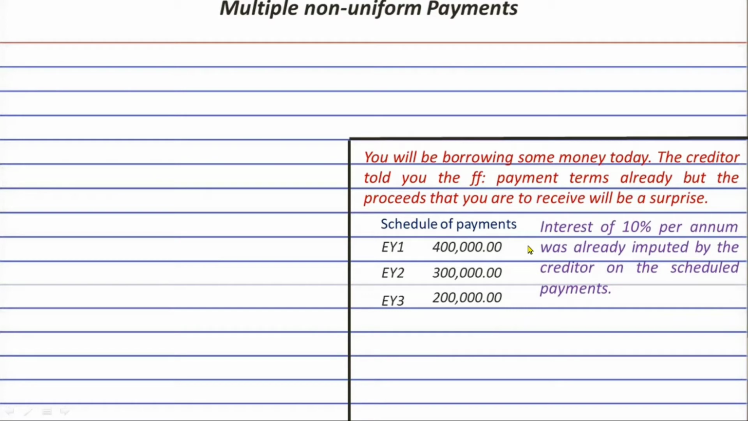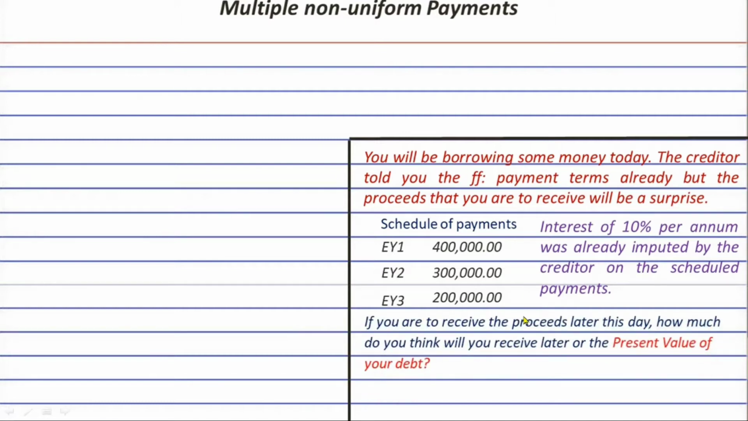And aside from that, the creditor told you that they have already imputed 10% interest on the scheduled payments, meaning these three payments here have already been added with interest. So if you analyze deeper, then you should not expect that you will get the whole 900,000 as proceeds. Expect that the proceeds that you will receive will be lesser. Now, if you are to receive the proceeds later this day, how much do you think will you receive? Or stated differently, what is the present value of your debt today?